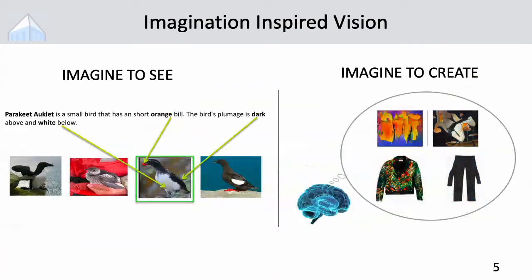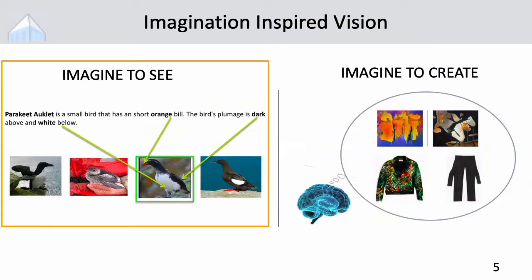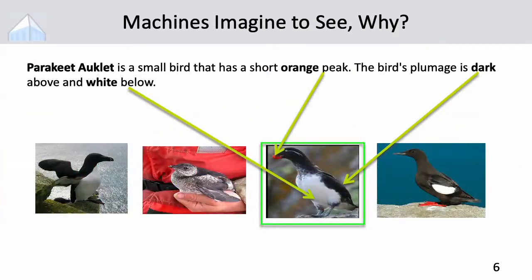My research focuses on imagination-inspired techniques to enable machines to see better from unseen classes, like the one you just mentioned, parakeet auklet, and also to create novel products like fashion or art. So I will start with the seeing section, but let's start with the motivation. Why should we care about developing machines that imagine to see?